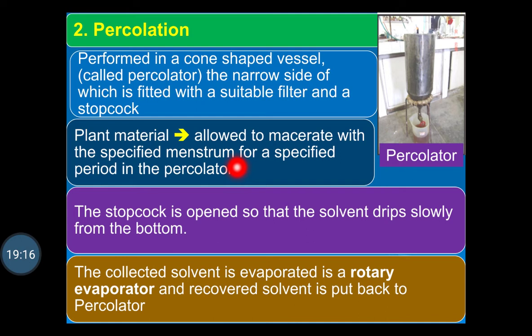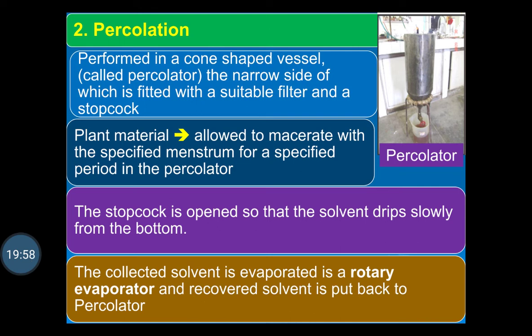The stopcock is opened, so the solvent drips slowly from the bottom. Here the stopcock is open, so the solvent will move from top to bottom. During the movement, the solvent will come in contact with the crude drug and cause the extraction of the phytoconstituents present in the crude drug. The collected solvent is evaporated in a rotary evaporator and the recovered solvent is put back into the percolator, so the recovered solvent can be reused. So in the case of percolation, the solvent will percolate through the crude drug and the extraction of the active chemical constituents will take place.